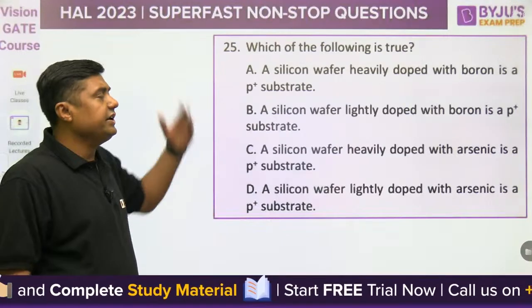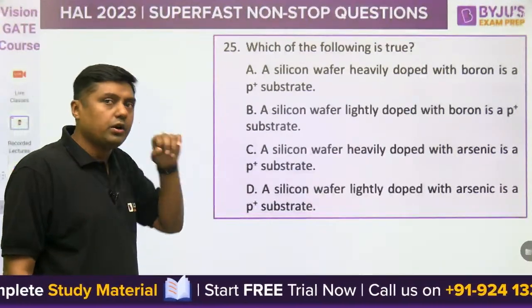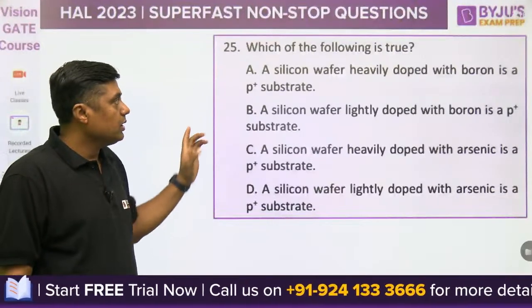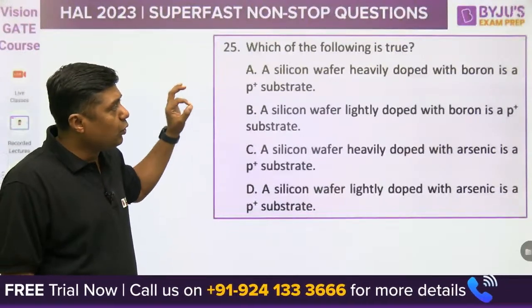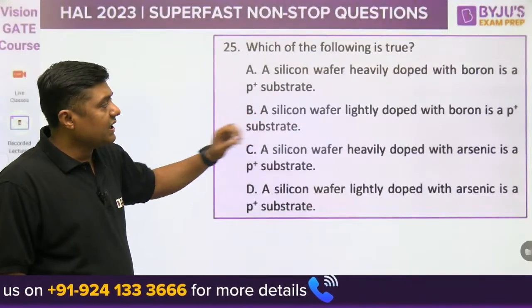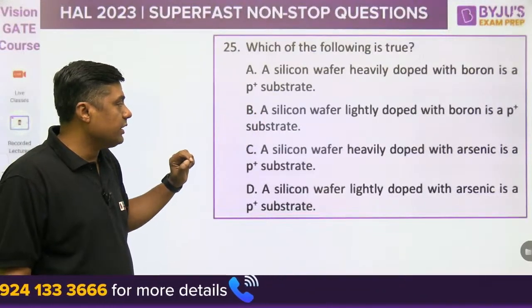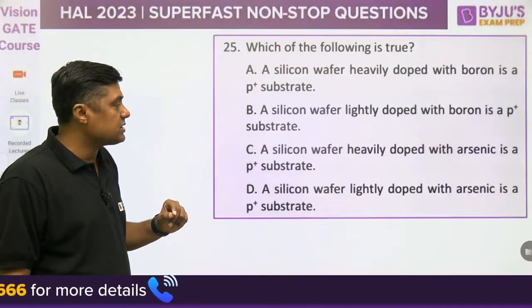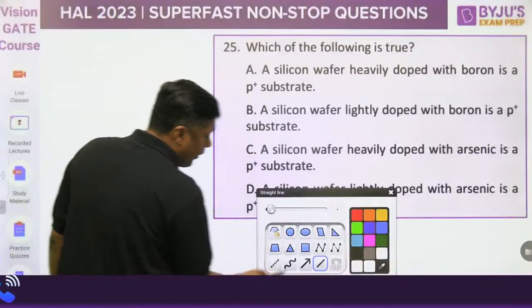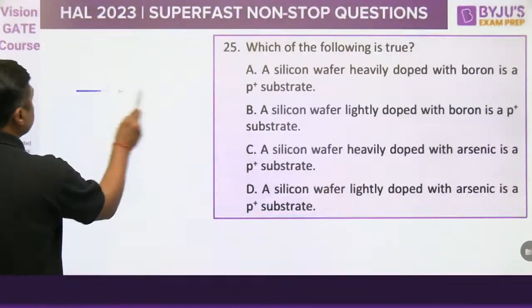Now, this is a question from EDC, electronic devices and circuits. Which of the following is true? Silicon wafer heavily doped with boron is a P positive substrate. Silicon wafer lightly doped with boron is a P positive substrate. Silicon wafer heavily doped with arsenic is an N positive substrate. Remember, what does wafer mean? This one.